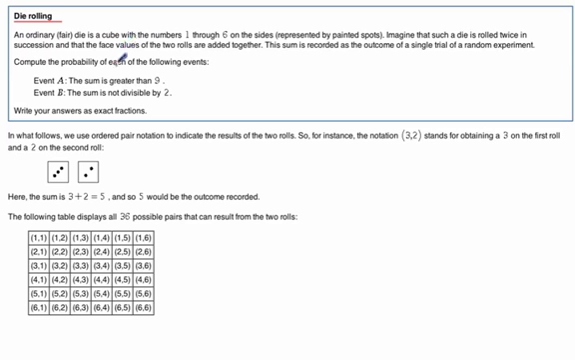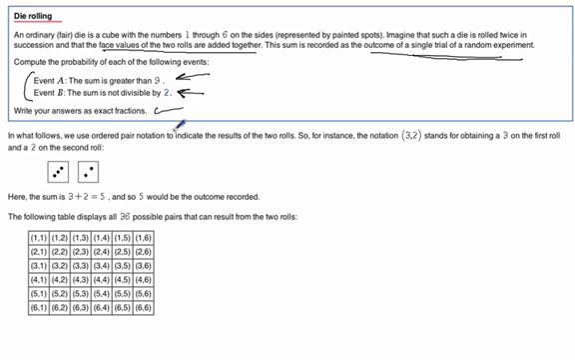So we roll it once and then roll it again, and the face values of the two are added together. And then the sum is recorded as the outcome of a single trial of a random experiment. Okay? The question is, compute the probability of two things. First, what's the probability that our sum is going to be greater than 9? And then our next problem within this problem is, what's the probability that the sum is not divisible by 2?